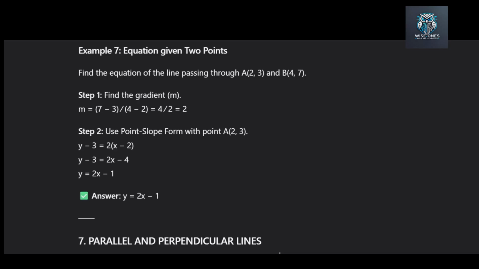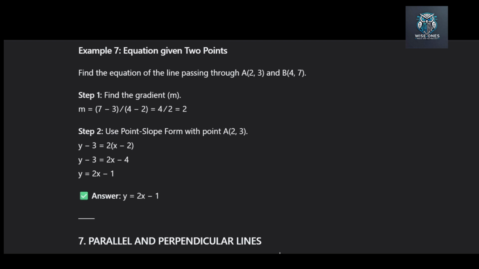Now let us look at example 7. Equation given 2 points. Find the equation of the line passing through A (2, 3) and B (4, 7). Step 1. Find the gradient m. We have 2 points, so we calculate slope first.